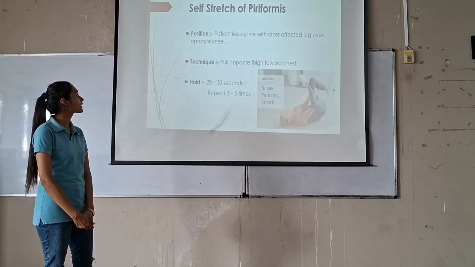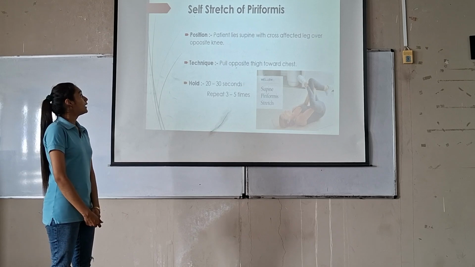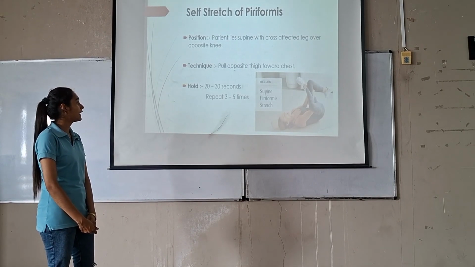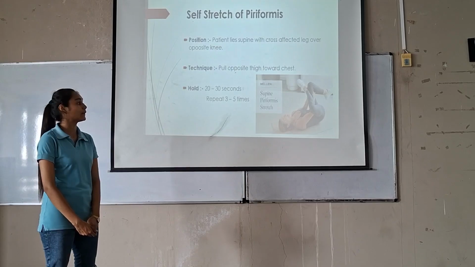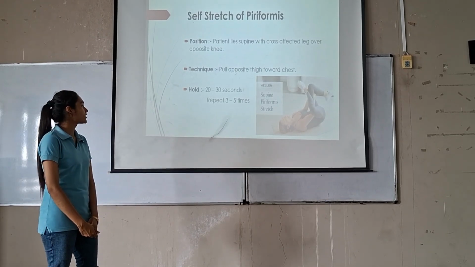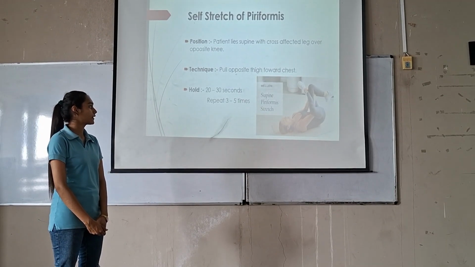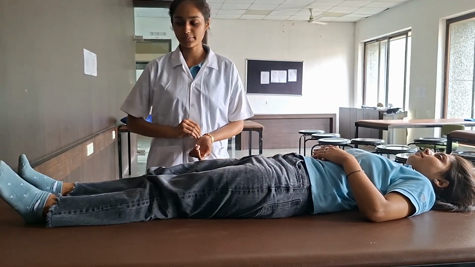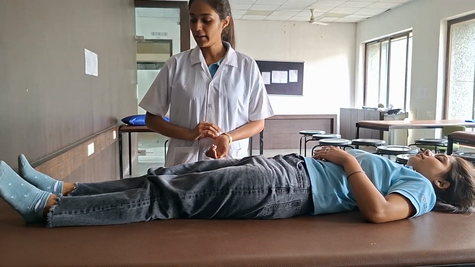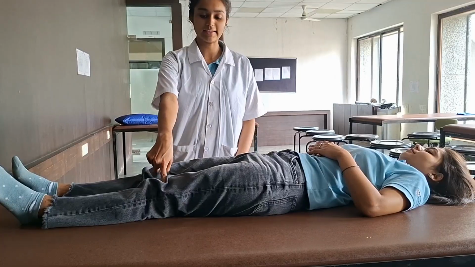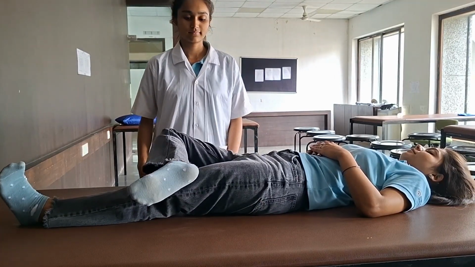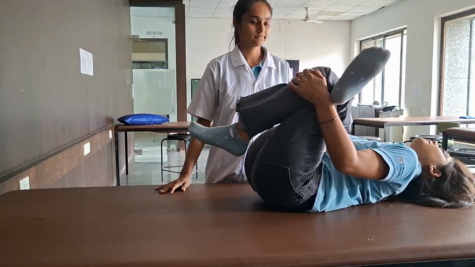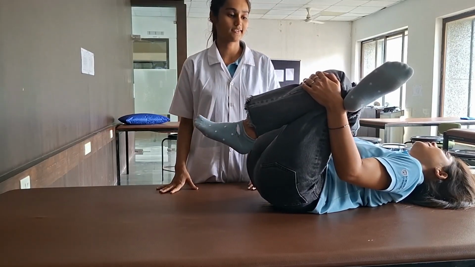Self stretch of piriformis. Position of patient: patient lies supine with the affected leg crossed over the opposite knee. Technique: pull the opposite thigh towards the chest. Hold 20 to 30 seconds and repeat 3 to 5 times. Now the patient is doing the self-stretch by themselves. Place this ankle on this knee, and bend your knee and pull it towards the chest. Hold for 20 seconds.